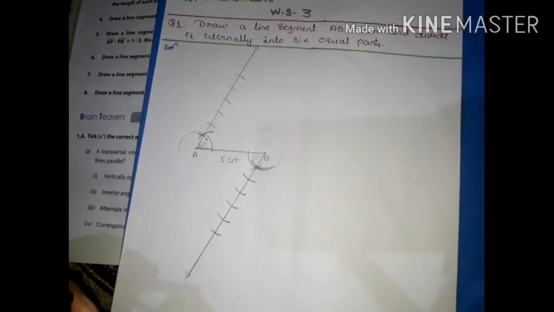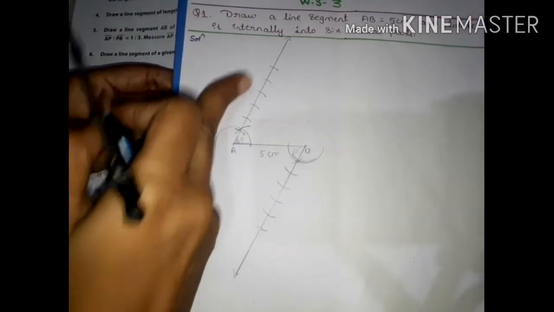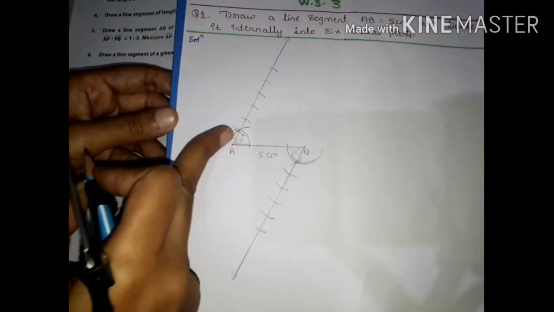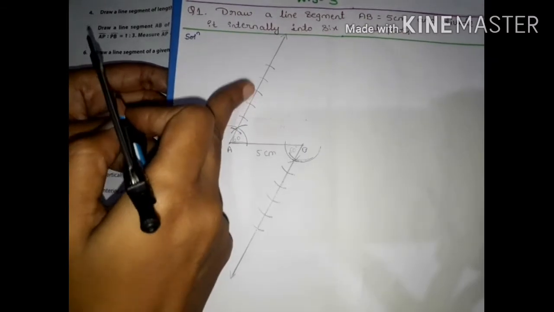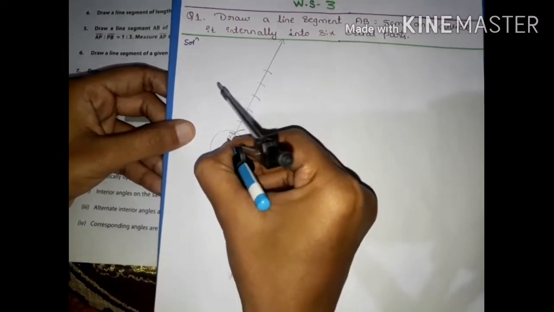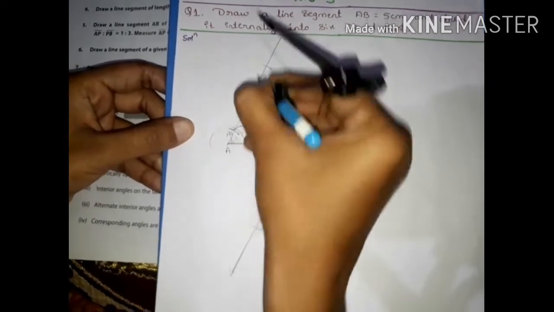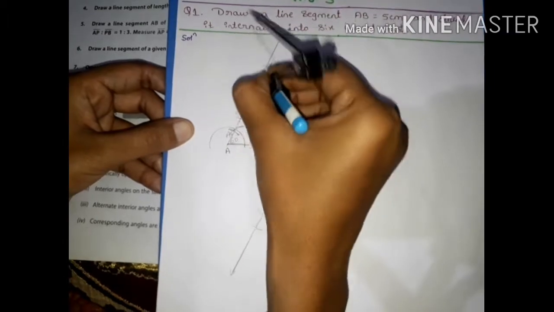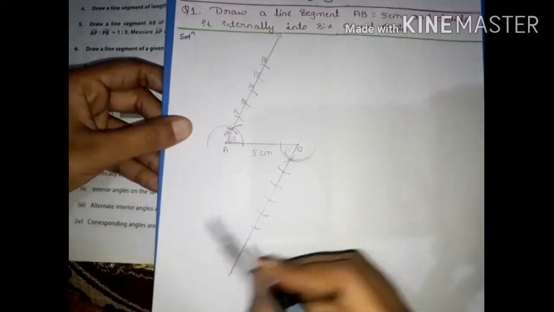Next step, what you have to do? What you divided into equal parts, now for that you have to give a name. Here from a point A, you drew 6 equal parts. So from here you have to write A1, A2, A3, A4, A5, A6.